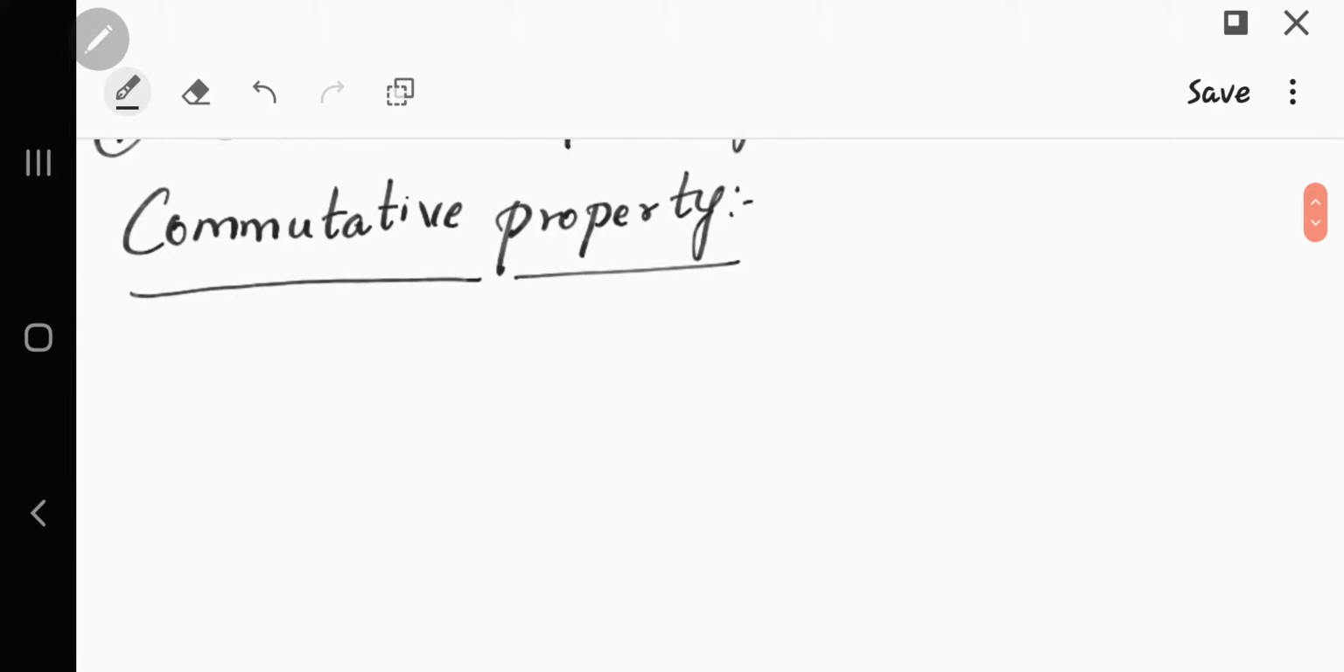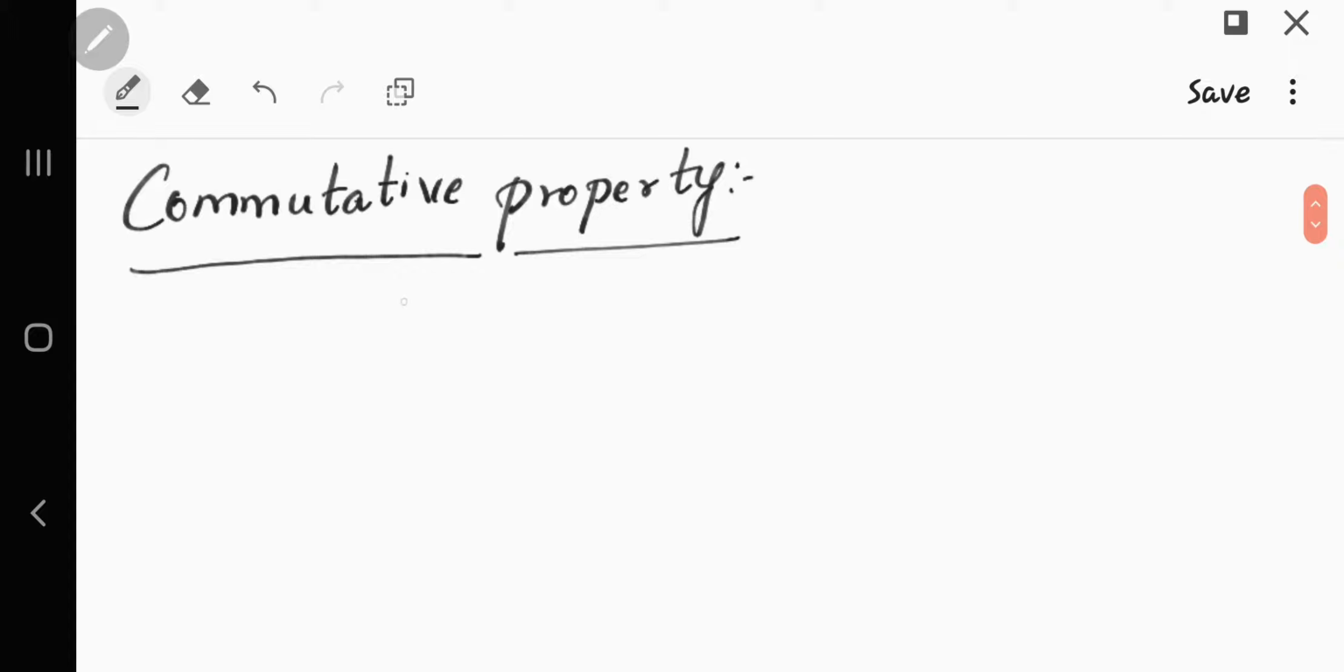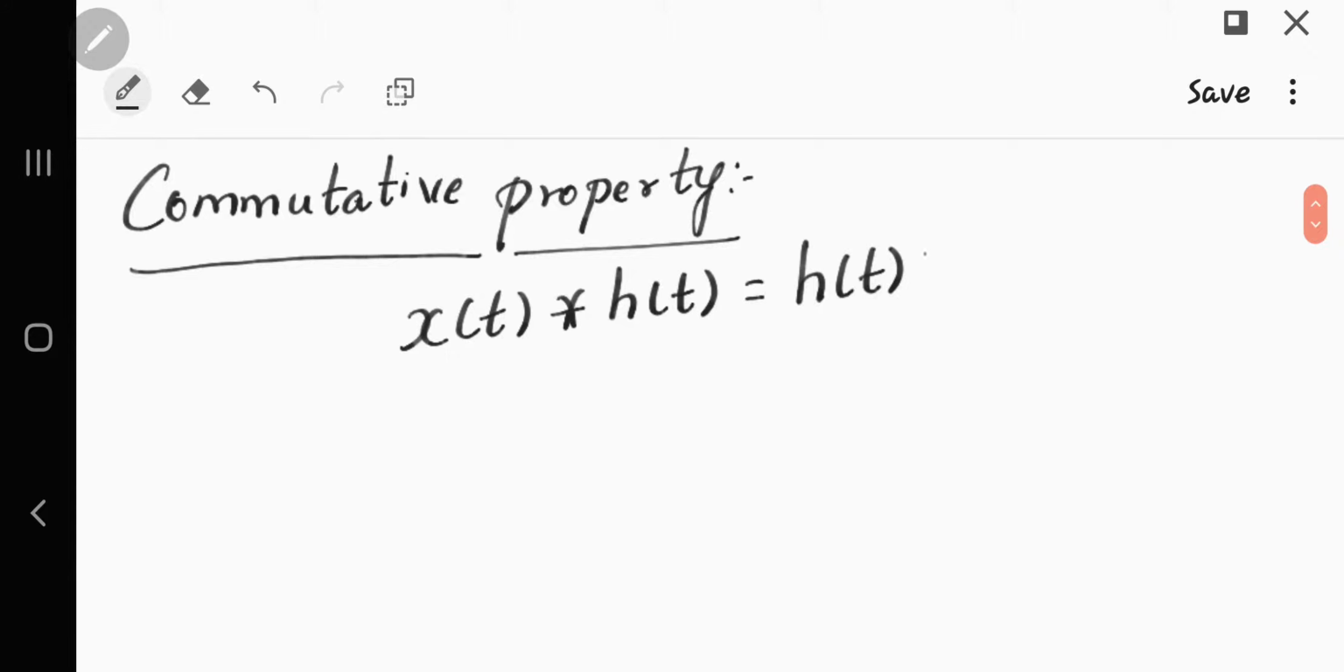The statement or definition of the commutative property says x of t convolved with h of t is equal to h of t convolved with x of t. So let's take the proof for this. We start with the LHS.